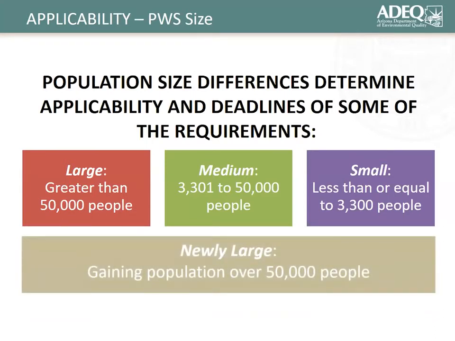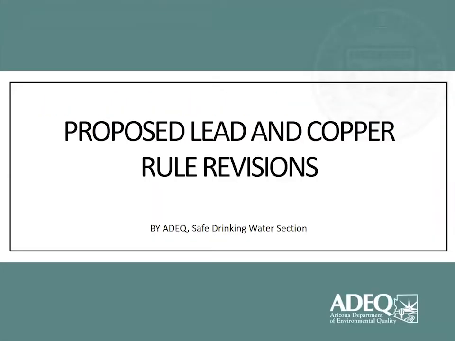Another group we look at now is any of the water systems that start going over 50,000 people, and we call those newly large systems. Then they're introduced into a more stringent set of requirements under the Lead and Copper Rule. So, getting into some of the proposed Lead and Copper Rule revisions compared to how we regulate our drinking water systems today.